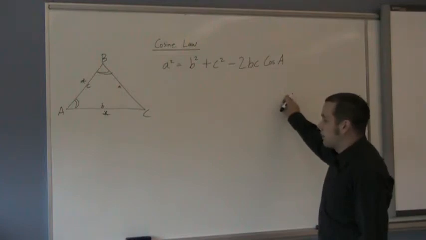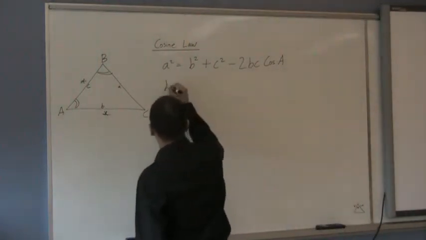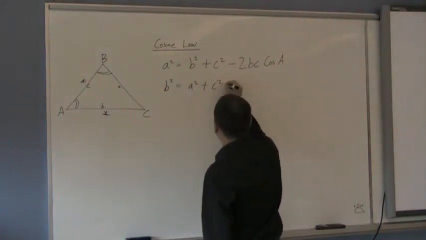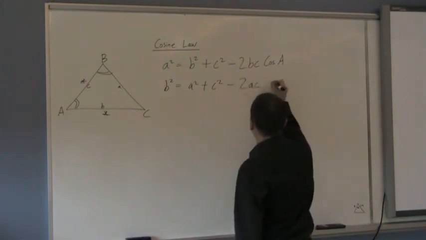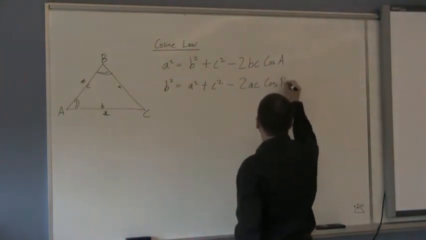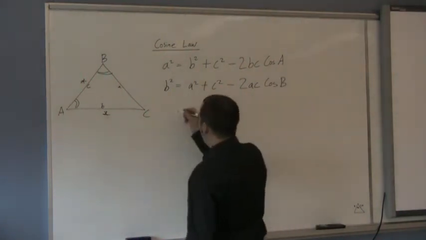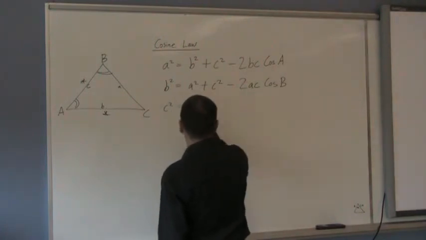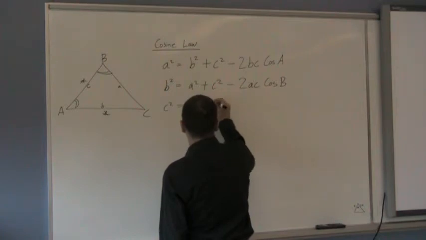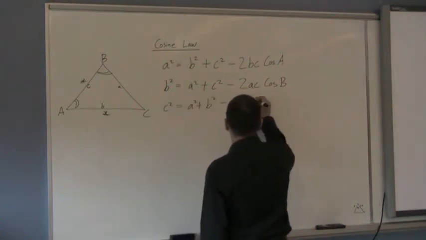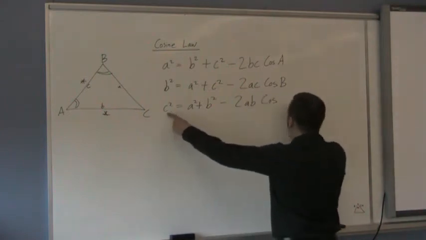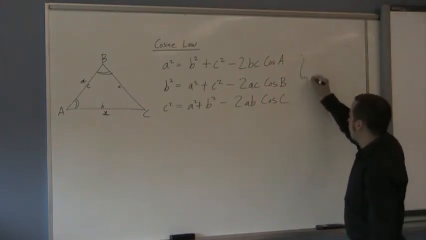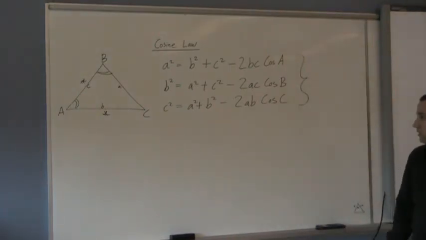This formula can be used for any side length though. I've got it set up for A, but you can easily set it up for B. It just becomes B squared equals A squared plus C squared, subtract 2AC cos of B, the angle from the side that we're looking for. And if I'm missing side C, then it becomes C squared equals A squared plus B squared, subtract 2AB cos C, the angle on the side that I'm looking for. So those are your three formulas right there to find any missing side of a triangle.